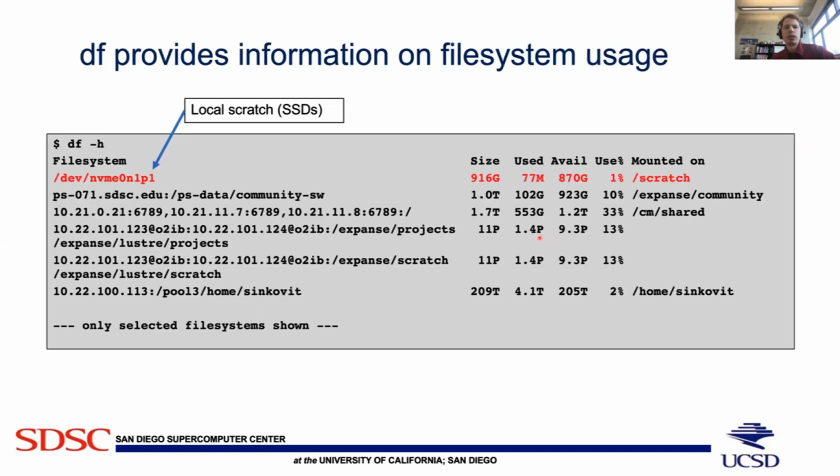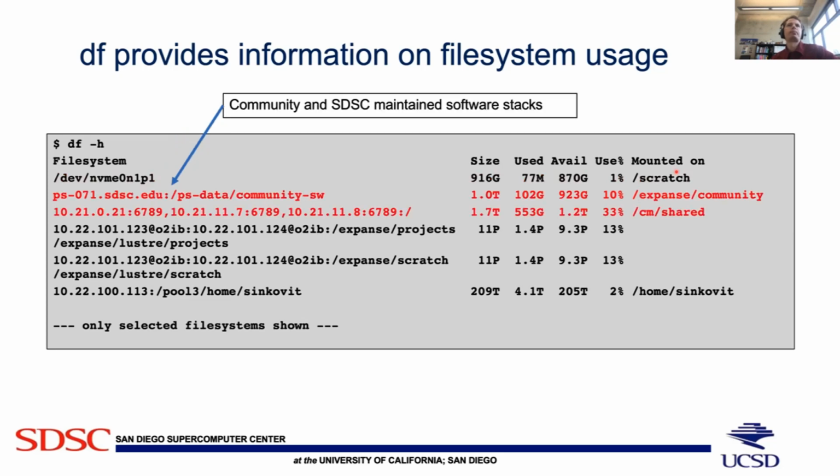Then df is an important command on file system usage. So if you type df, you'll see information about the free disk space, so disk free, and -h for human readable. If you type that, if you're on a compute node, you'll see this /dev device, so /dev/nvme0n1 mounted on /scratch. So this is about a terabyte size, like I told you, and it's mounted on /scratch, right? So that's the local scratch memory. Then we have here file systems that are mounted at /expanse/community and /cm/shared. So that's SDSC maintained software stacks.